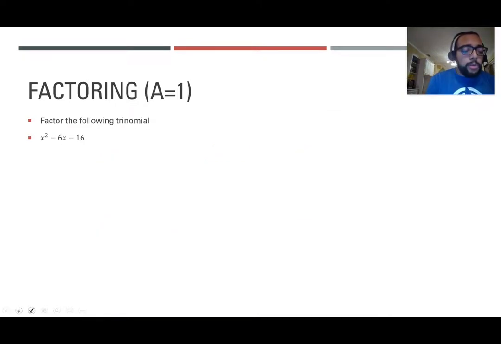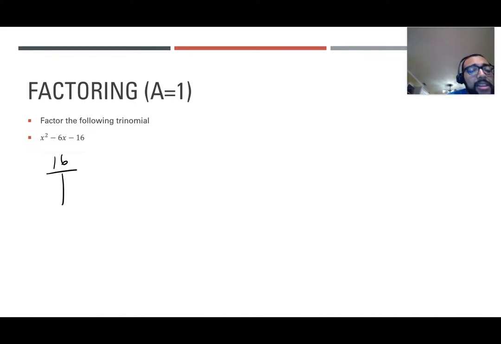So you'll tend to see that whenever you have an a value of 1, it's actually not that bad. It's kind of nice. So here, next question: x squared minus 6x minus 16. Again, I'm going to start off by finding the factors of 16. Notice I'll find the factors of 16, not negative 16. That's subjective at that point. It doesn't really matter.